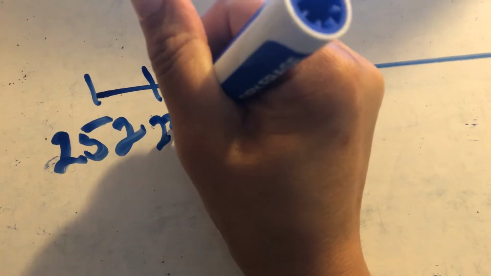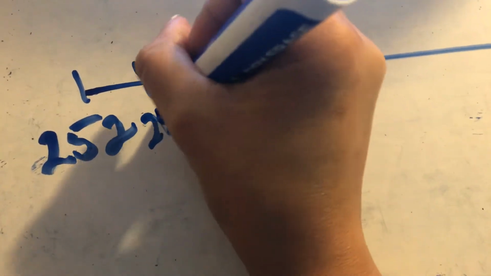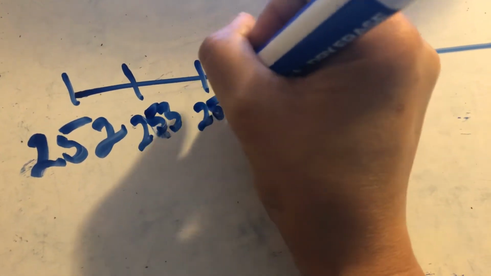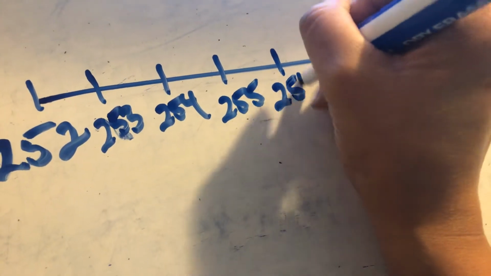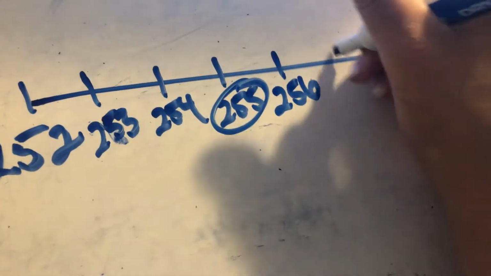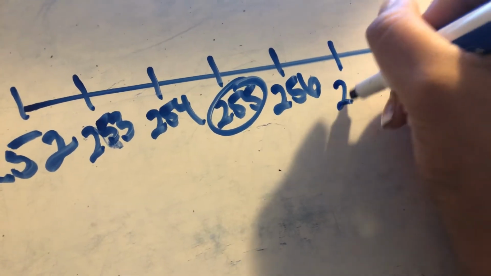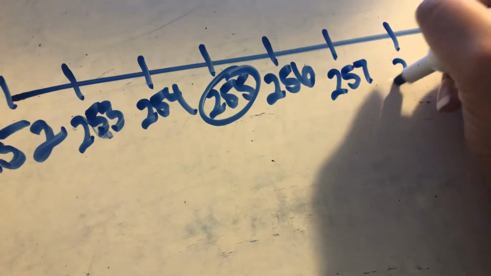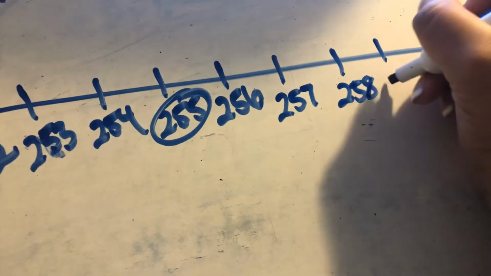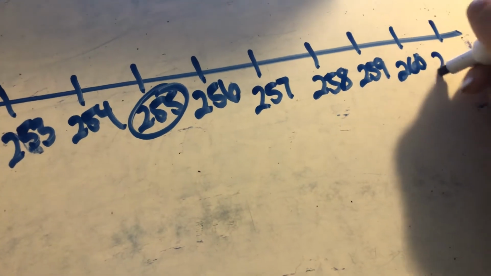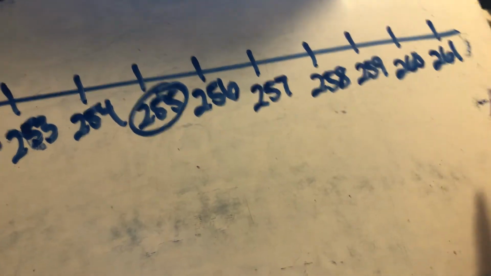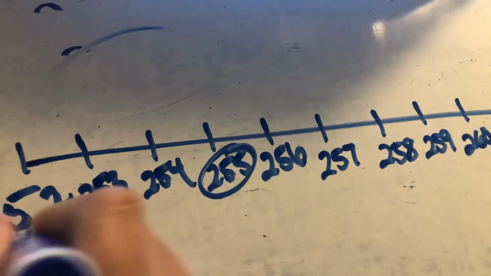So we take 252, right? 253, 254, 255, 256. I'm going to circle that 255. 257, 258, 259, 260. Ugh, takes forever sometimes, but you gotta have patience with it. 261. Okay, so here's this one over here, and here's this one over here.